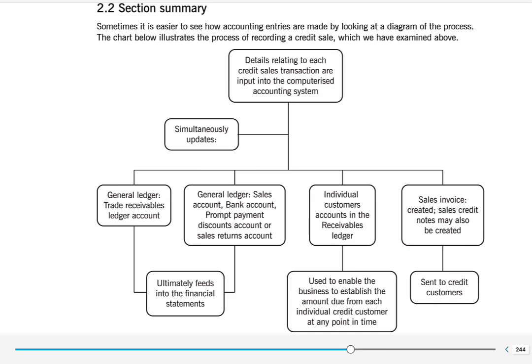Box 1. General ledger, trade receivables ledger account. This is the trade receivables control account in the general ledger. It is the total amount owed by all credit customers. When you enter a credit sale invoice, this total increases. When you enter a credit note or a customer payment, this total decreases.